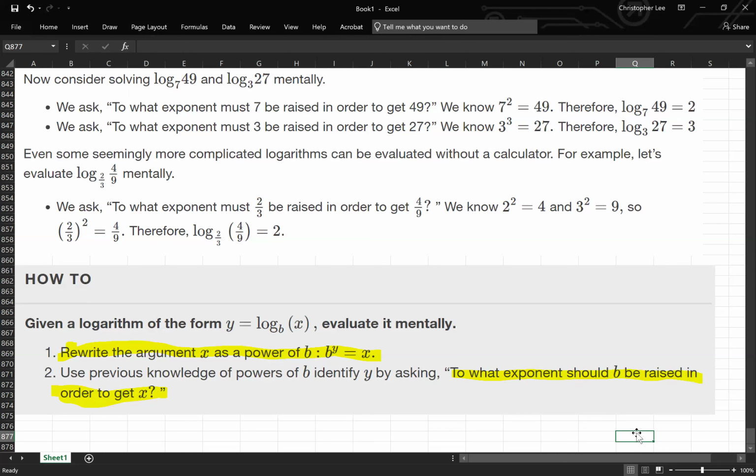All right, check this out. Given a logarithm of the form y equals log base b of x, we're going to evaluate that mentally. So here's how you do it in your head. First, you rewrite the argument x as a power of b. So b raised to the y power is equal to x. Then you use your previous knowledge of the powers of b to identify what y is asking. So to what exponent should b be raised in order to get x? All right. This is how you do it mentally.